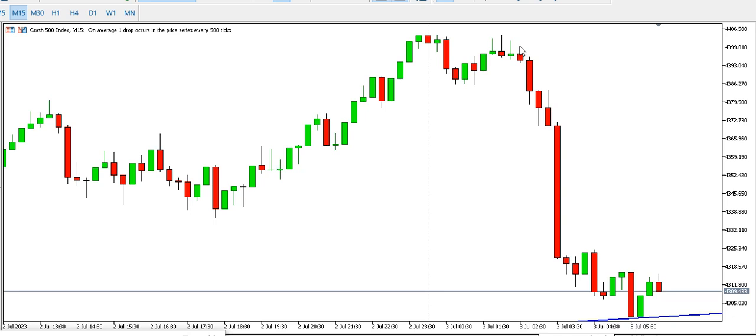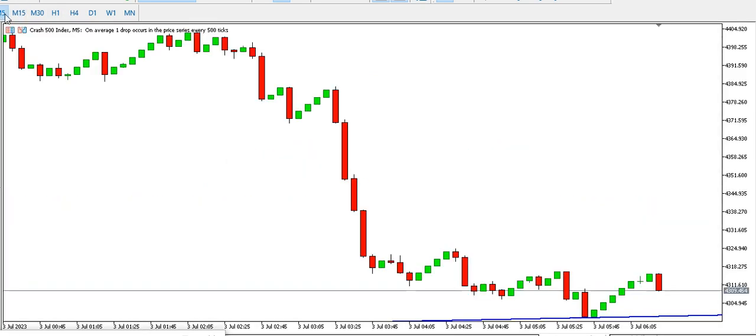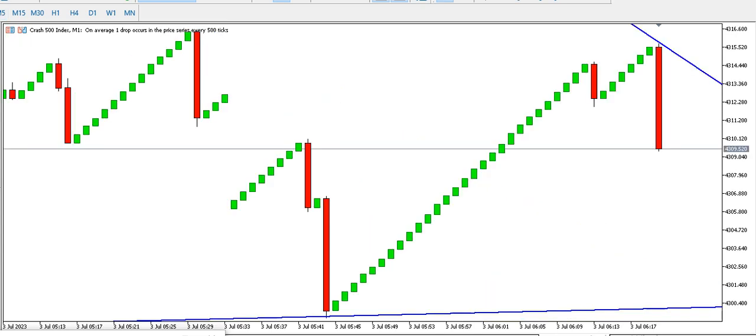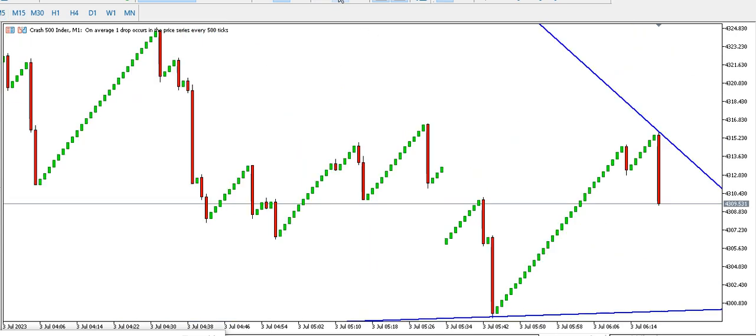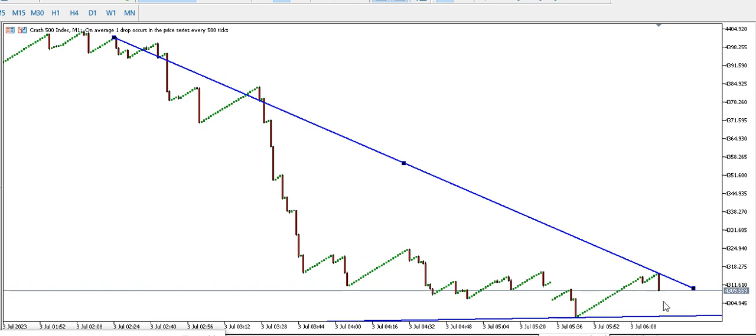The 15 minutes time frame is bearish, so we might want to look for selling opportunities for Crash 500 Index. The 5 minutes time frame is also bearish. We advise you look for selling opportunities. On the 1 minute time frame, it's currently ranging, but it's ranging downwards, so you might want to look for selling opportunities for Crash 500 Index.